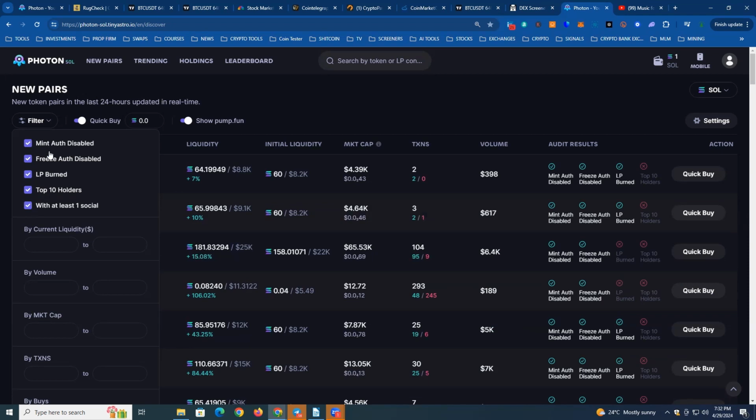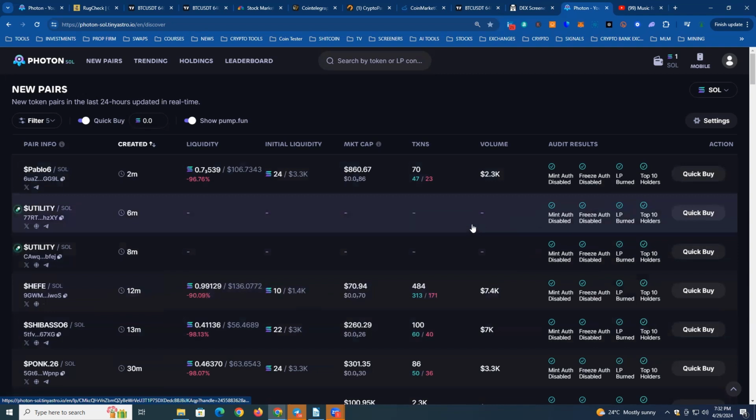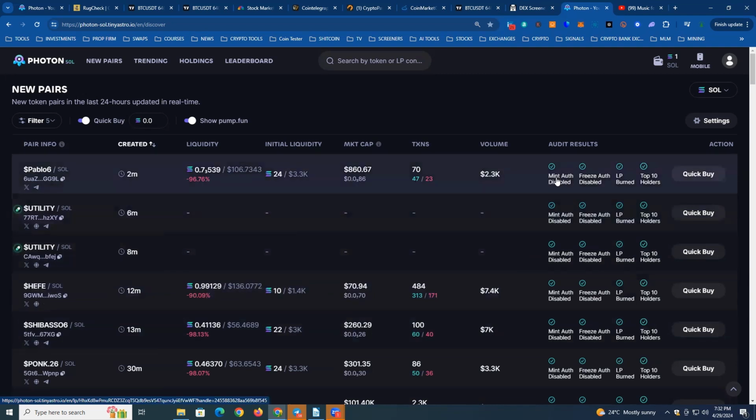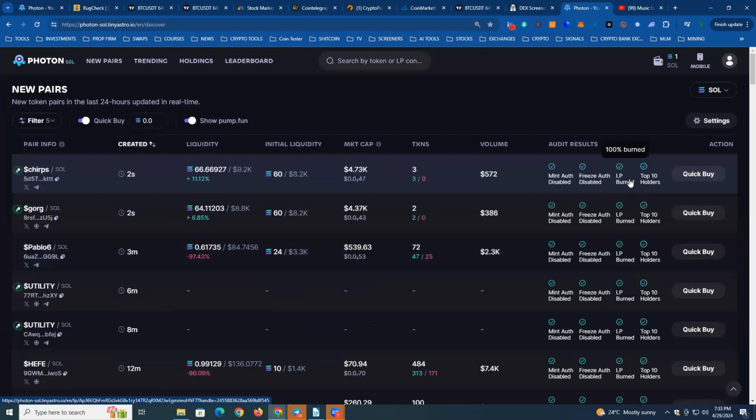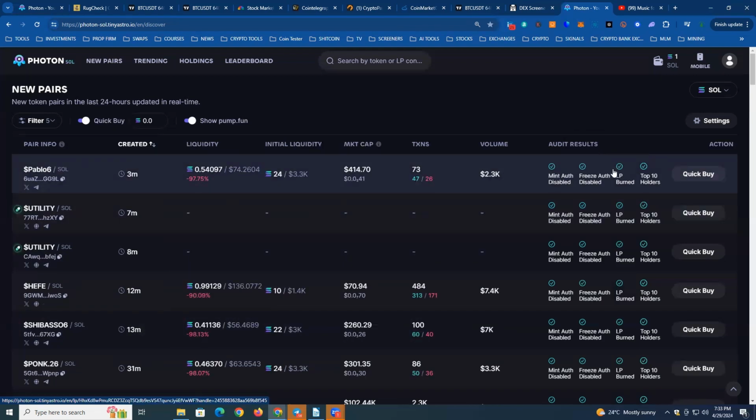Now, when you have clicked all of those filters, what you will notice is the type of coins will change. After you click all of those filters, you'll notice that the coins that come up now have all of those areas green. So that basically sorts out the first phase of your research into a coin, in terms of getting rid of the coins that do not meet this initial criteria.